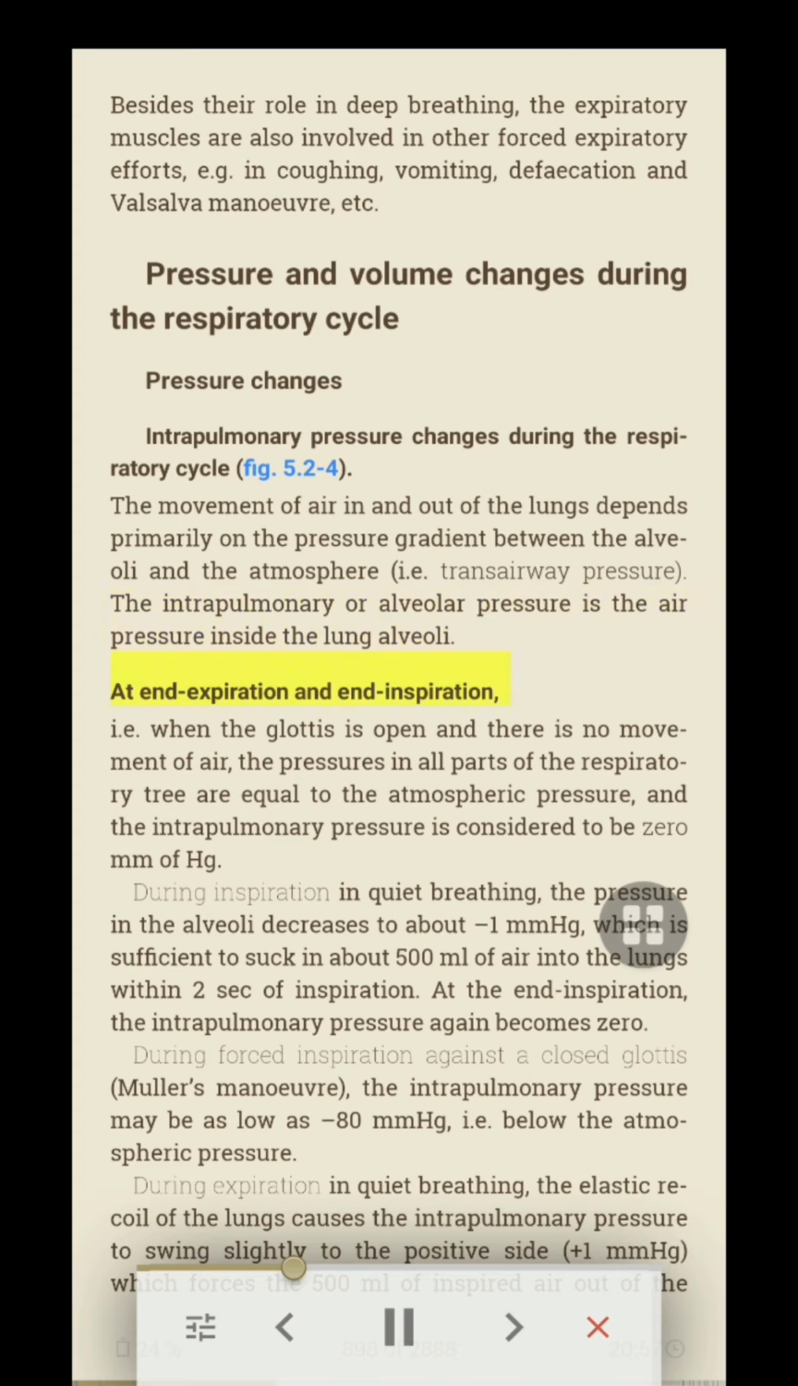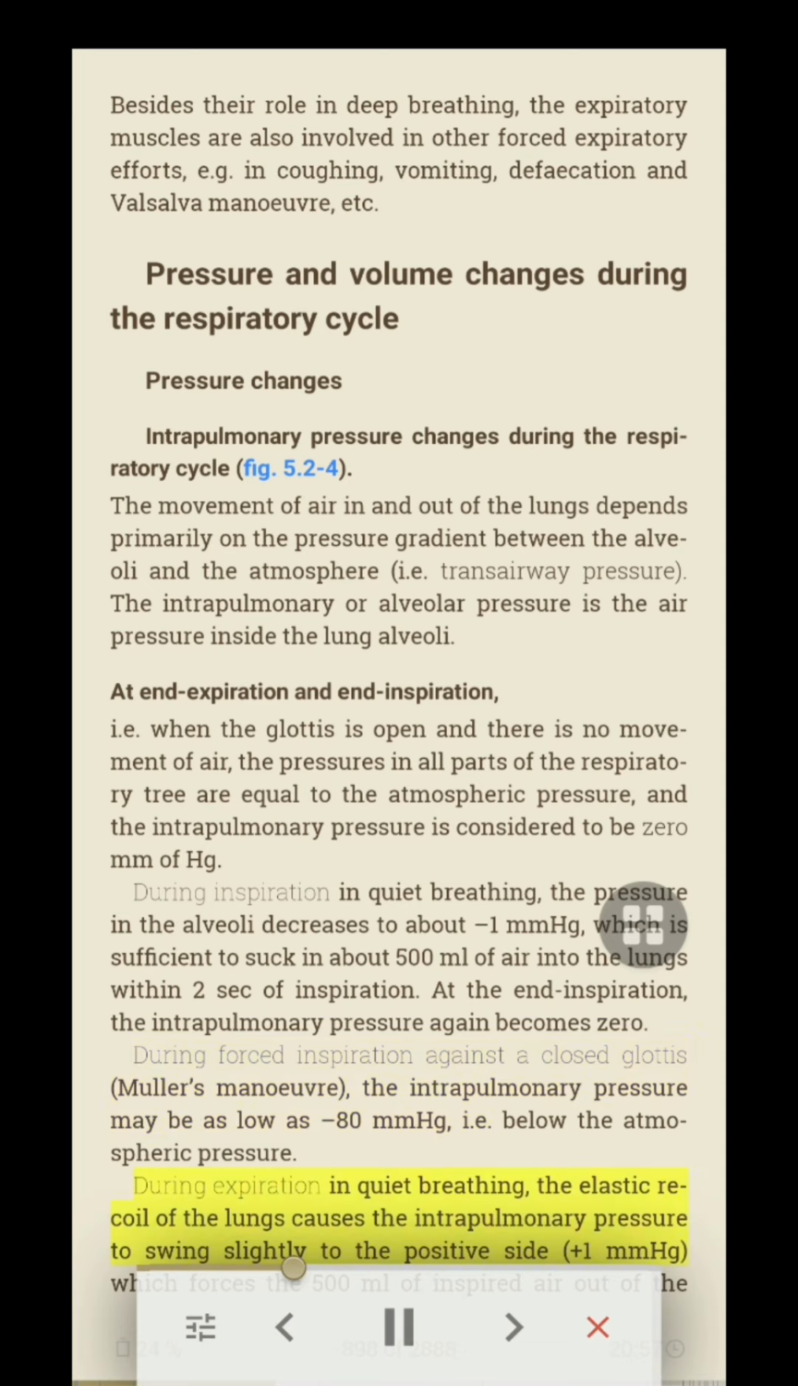At end expiration and end inspiration, i.e. when the glottis is open and there is no movement of air, the pressures in all parts of the respiratory tree are equal to the atmospheric pressure, and the intrapulmonary pressure is considered to be 0 mm of Hg. During inspiration in quiet breathing, the pressure in the alveoli decreases to about -1 mm of mercury, which is sufficient to suck in about 500 milliliters of air into the lungs within 2 seconds of inspiration. At the end of inspiration, the intrapulmonary pressure again becomes 0. During forced inspiration against a closed glottis, Muller's maneuver, the intrapulmonary pressure may be as low as -80 mm of mercury, i.e. below the atmospheric pressure.